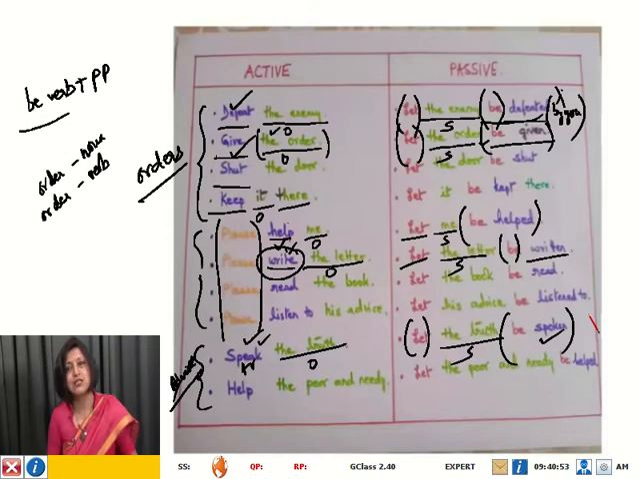So when you're talking of sentences which are in active voice or sentences which are in passive voice, you're actually talking about the structure of the verb and the position of the receiver of the action and the doer of the action.